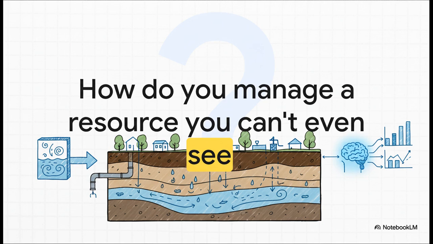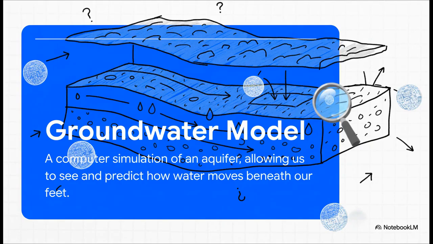So if you can't see it, how do you have any idea how much is down there, where it's moving, or if we're using it up way too fast? To answer any of that, we first have to find a way to see it. And that's where this comes in. We build a groundwater model.